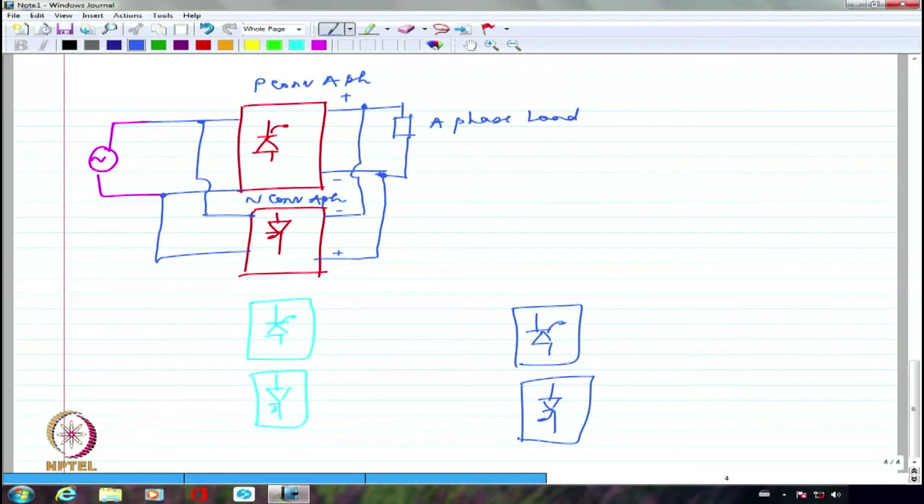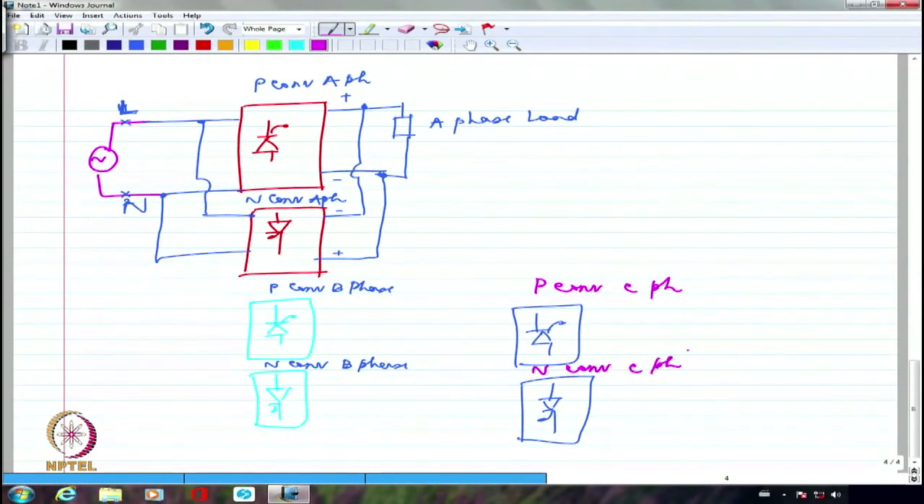So if I may call this as 1 and 2, these are the input sides of the, rather, I can say line and neutral otherwise. This is line and this is neutral. So between line and neutral, all the converters are connected. Now I'm going to have similarly, this is P converter B phase and this is N converter B phase. And this is going to be P converter C phase and this is going to be N converter C phase.